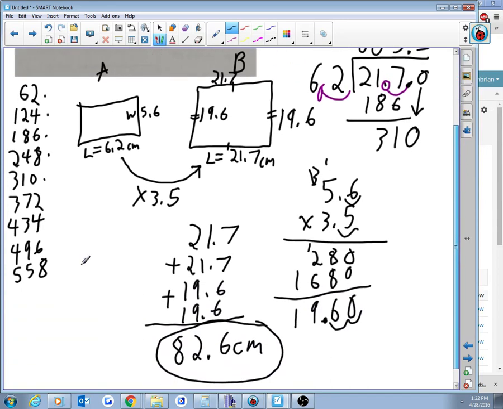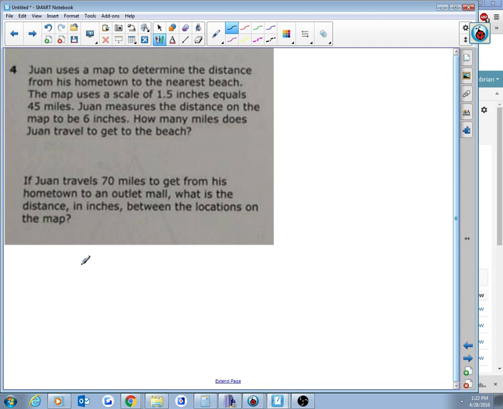Now going on to number 4. Juan uses a map to determine the distance from his hometown to the nearest beach. The map uses a scale of 1.5 inches equals 45 miles. Juan measures the distance on the map to be 6 inches. How many miles does Juan travel to get to the beach?